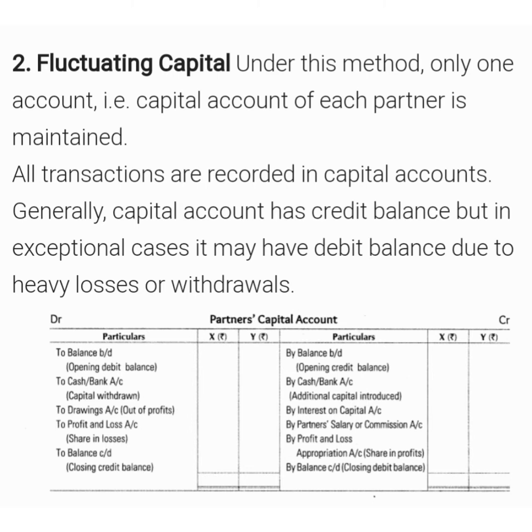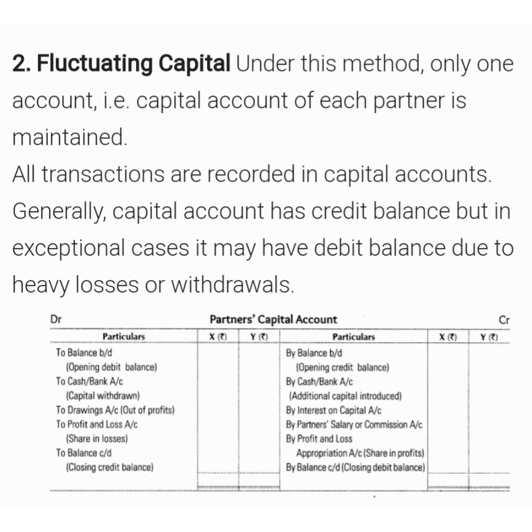While preparing partners' capital account, first transfer the opening balance on the credit side as by balance brought down. This is the opening balance of partners' capital account. Sometimes a partner may introduce or raise additional capital. In that case, enter that amount on the credit side as by cash account or bank account.